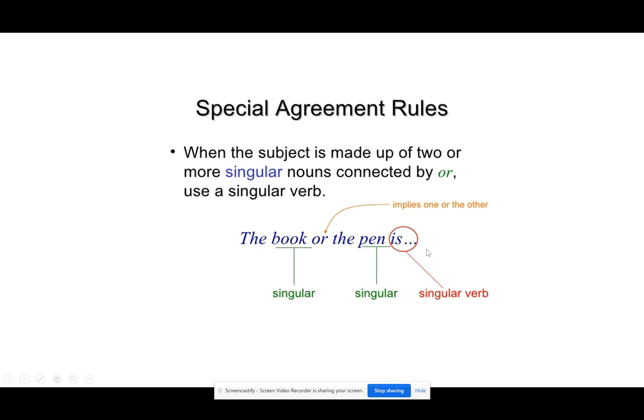Okay, now look, we had the word and so that meant more than one. But here we're using the word or, so it applies a singular or a singular. So when the subject is made up of two or more singular nouns connected by or, we use a singular verb. The book or the pen is. So in this case, we say the book is, the pen is. And or is reflecting that they're singular because it could be either one.